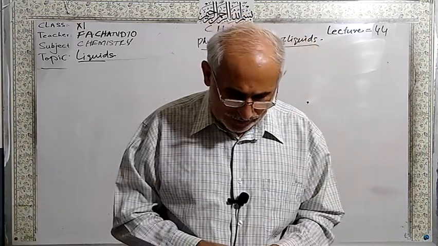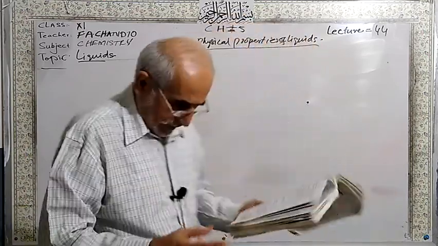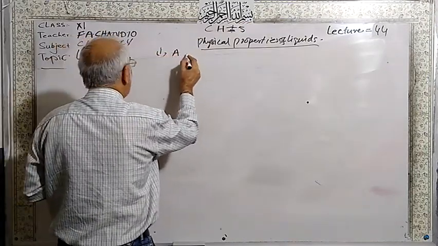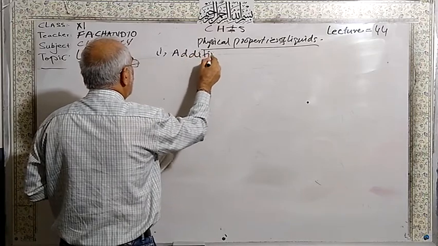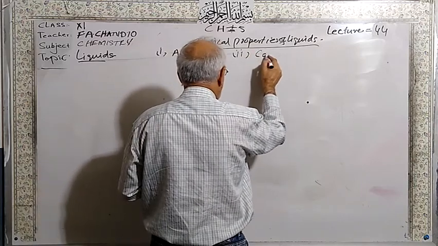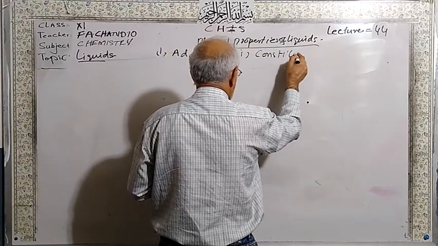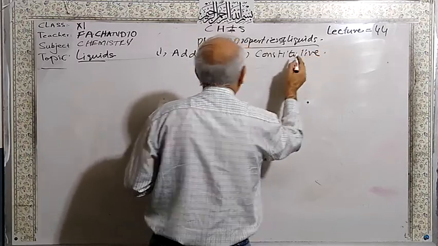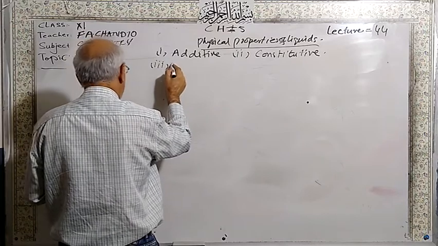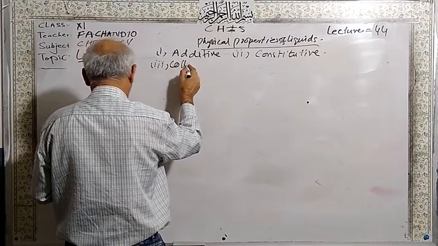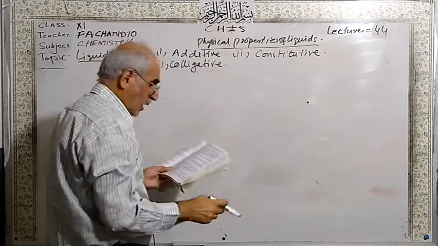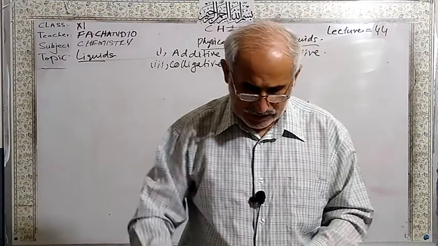So there are three properties. Number one is additive. Number two, constitutive. Number three, colligative. So these are the three properties.